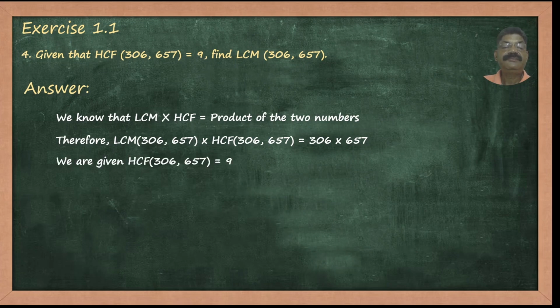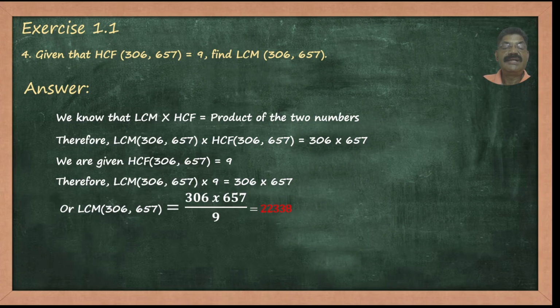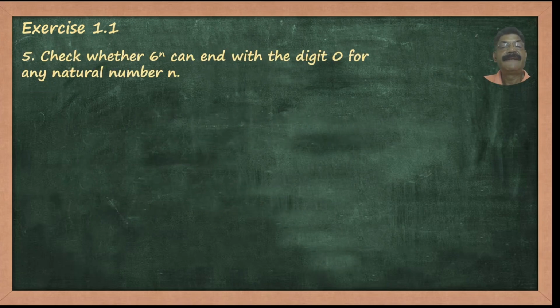Therefore, we have to substitute the highest common factor, which is equal to 9. After rearranging the terms, you will get LCM is equal to 306 into 657 divided by 9, which is equal to 22,338. So, using that result, without evaluating the LCM directly, we can find the LCM. That is the advantage of that result.